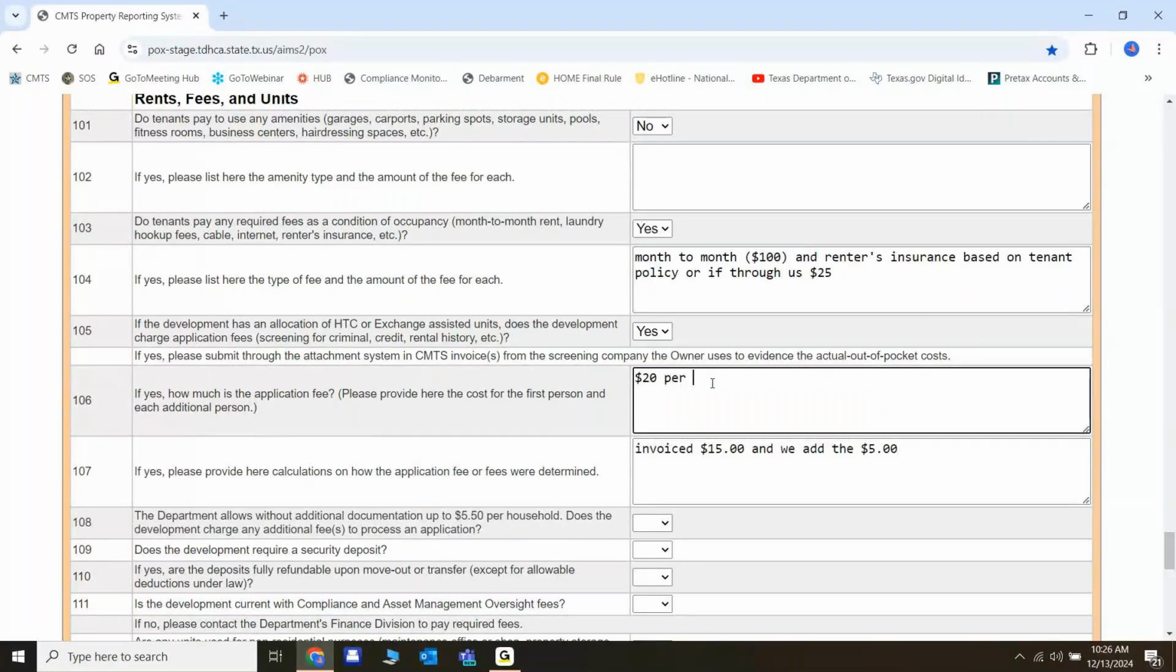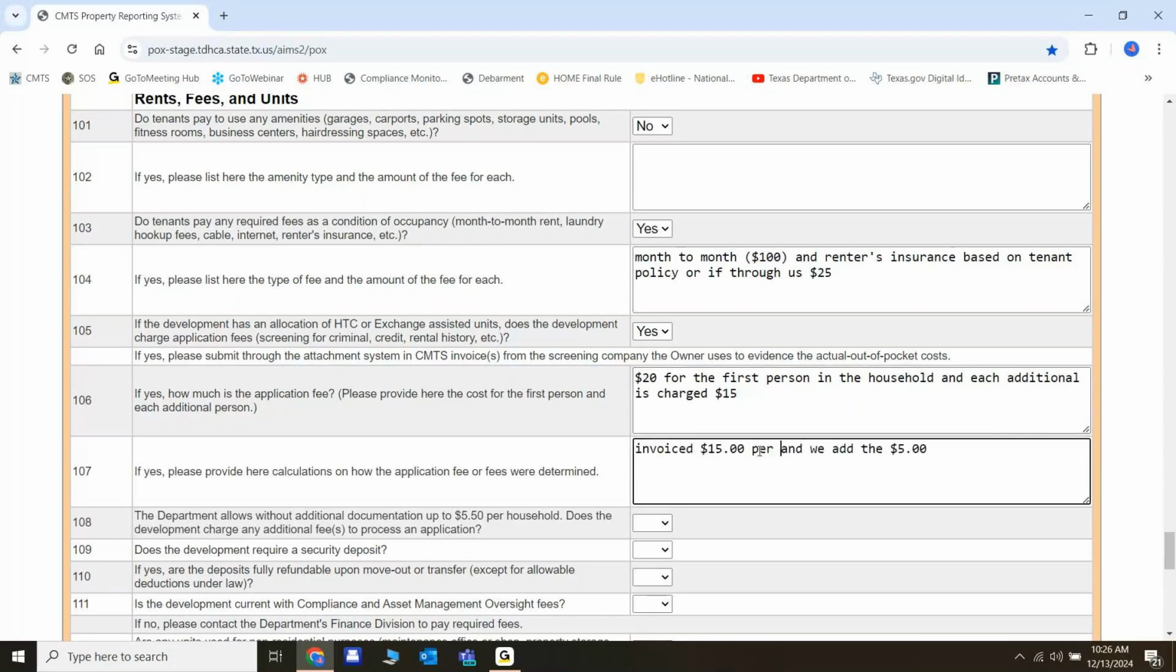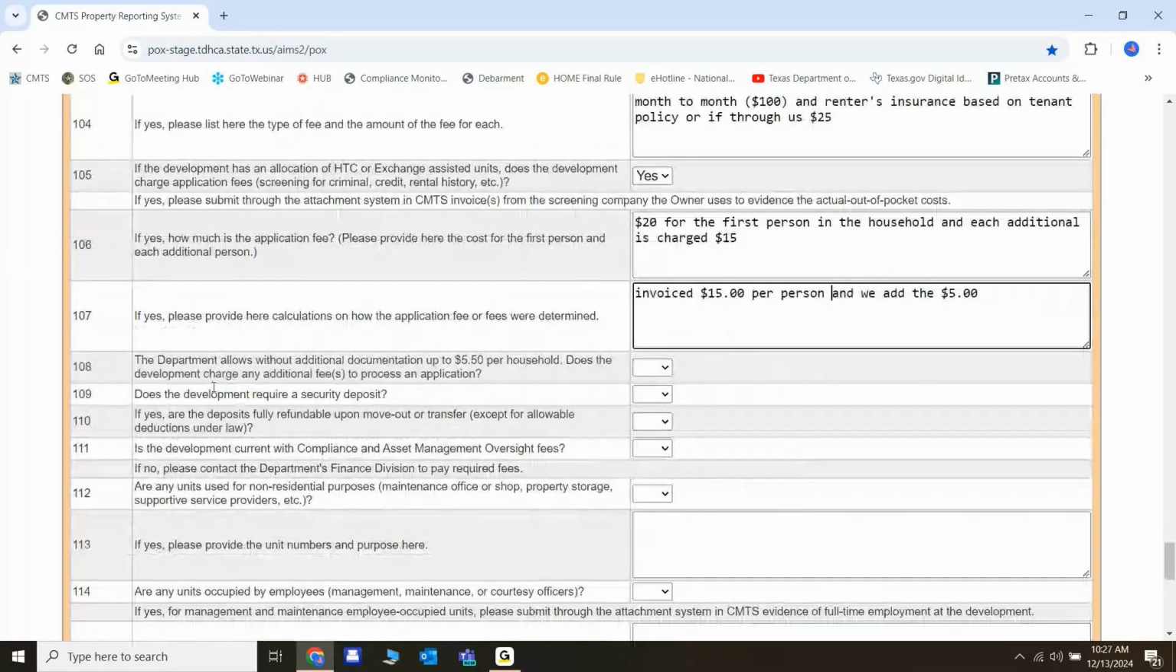$20 per person. Wait, $20 for the first person in the household, and each additional is charged $15. Okay, and that's what I'm invoiced, $15 per person. And then we add $5. The department allows the additional $5.50 per household.